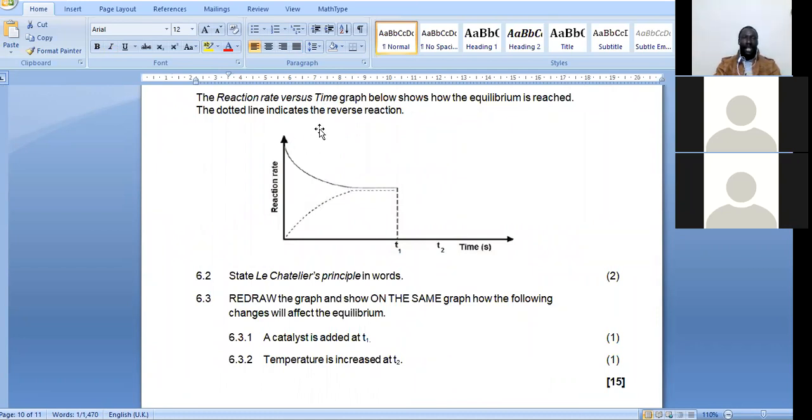The dotted line indicates the reverse reaction. It's like the rate at which something is being produced, you see? This is the rate of production. This is the rate of reverse production. This is how it's happening. So we are supposed to state Le Chatelier's principle. Well, Le Chatelier's principle was already stated, okay? It was already stated. And what was it?